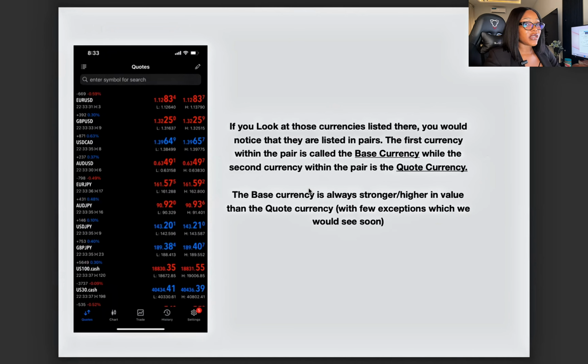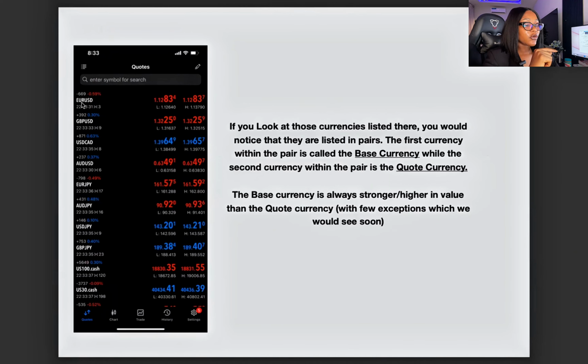Now if you look at them, you see that they are listed in pairs. They are listed in twos. None of them is standing singly. You're not seeing USD standing alone or Euro standing alone. You are seeing Euro USD, GBP USD. They are listed together. That is because we don't trade them as a single currency. We trade them in pairs. We trade them against each other. So that is how you will see them.